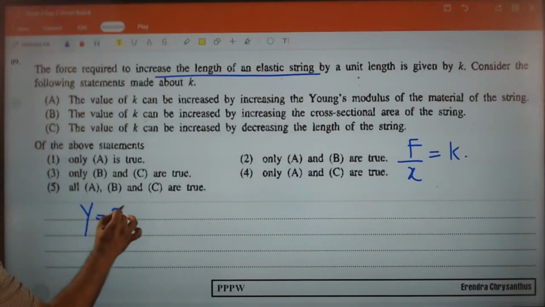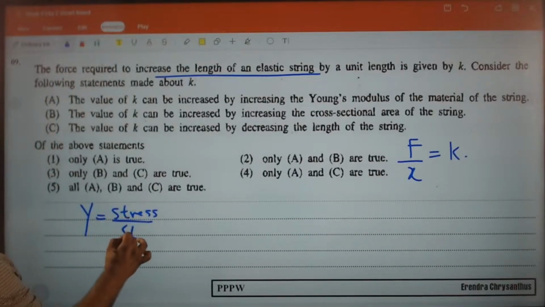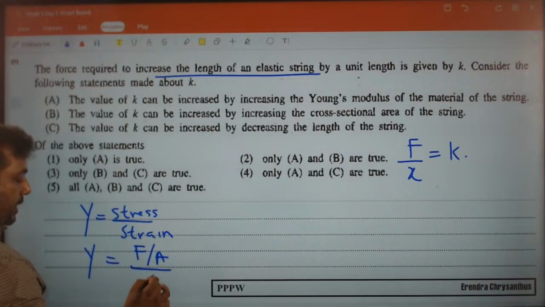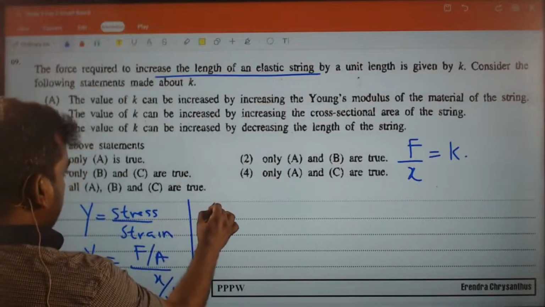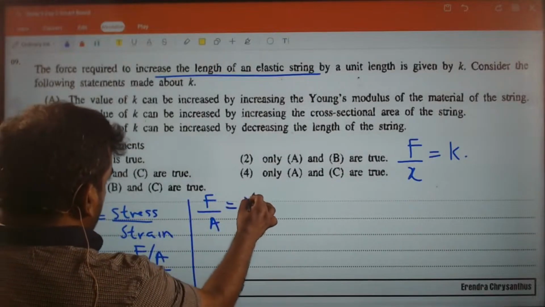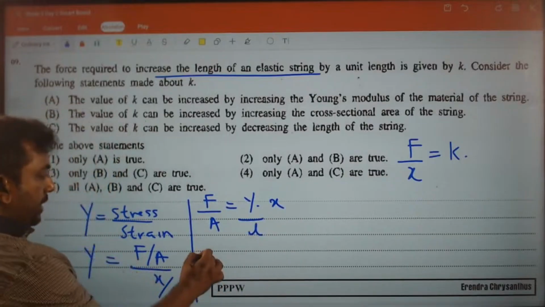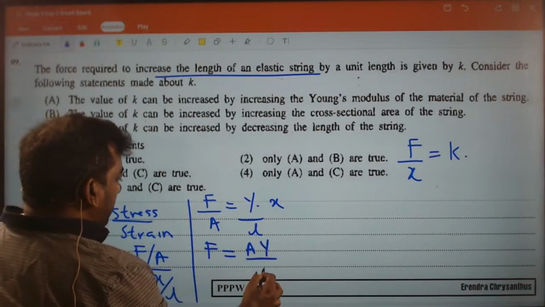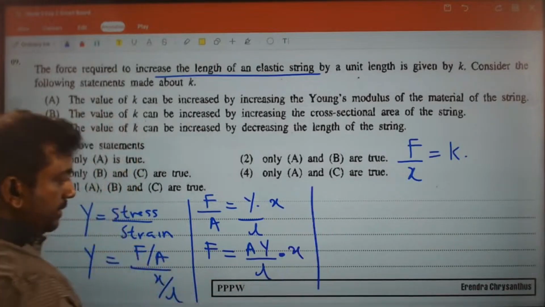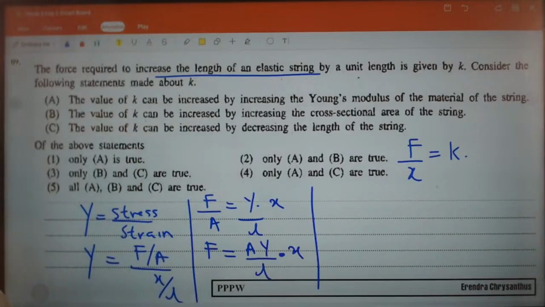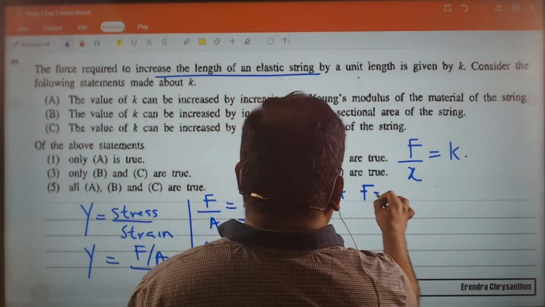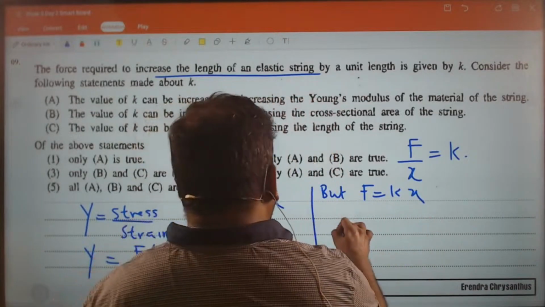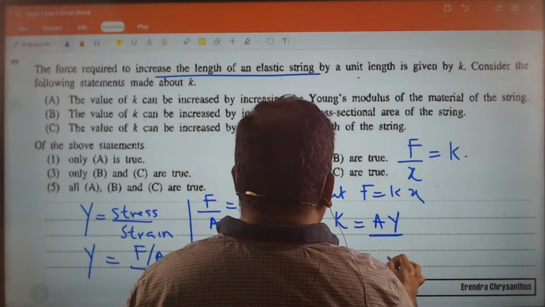Young's modulus is stress over strain. Stress is equal to force divided by area. Strain is extension divided by initial length. Simplify this. Force over area, Young's modulus x over L. Force is equal to A times Young's modulus over L times x. Look at the board carefully. All of you want to know F is equal to Kx. Compare: K is equal to A times Young's modulus over L.